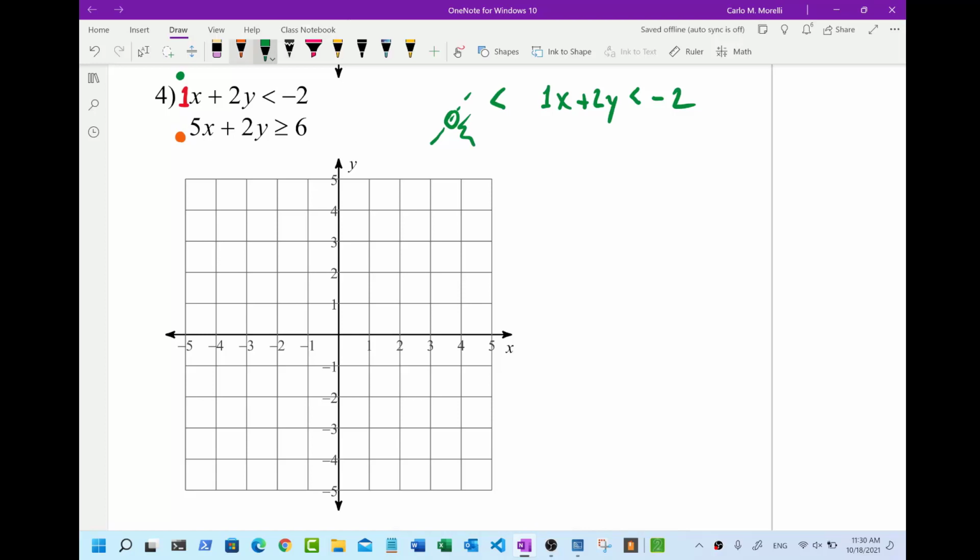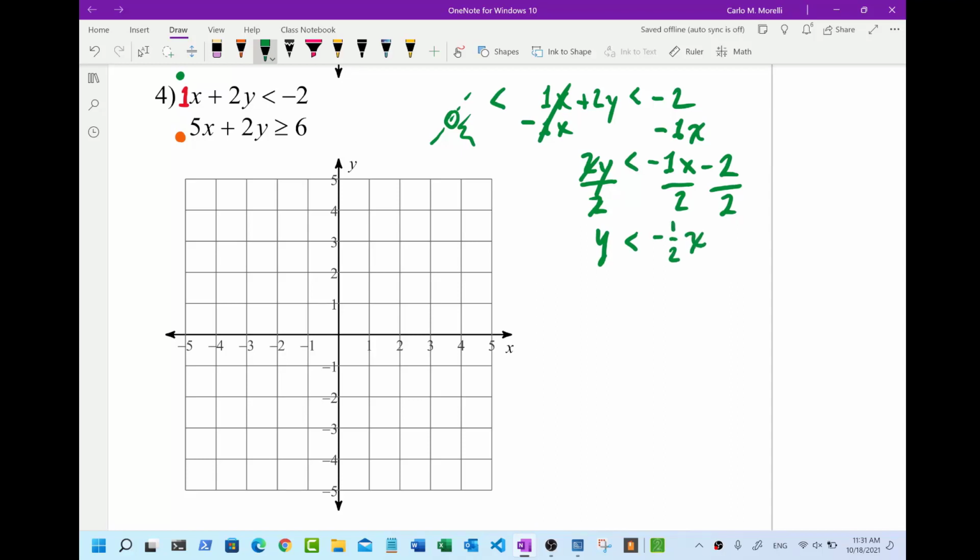So now, remember, subtract ax from both sides and divide by b. So subtract 1x from both sides and divide by 2. Okay. Got 2y less than -1x minus 2. Divide both sides by 2. Okay. I have y is less than -1 over 2x minus 1. -2 over 2 reduces to -1.